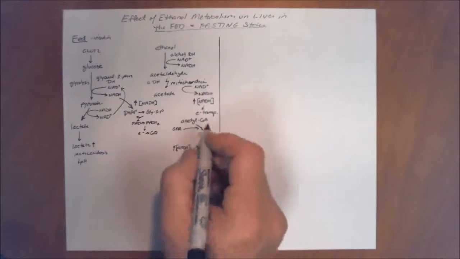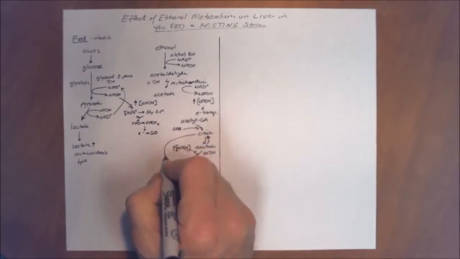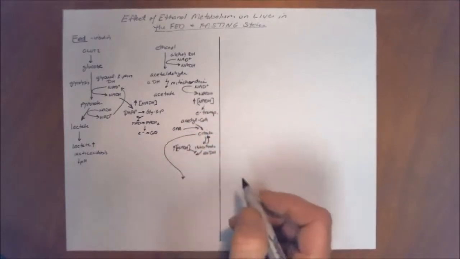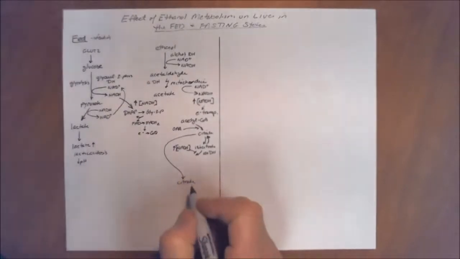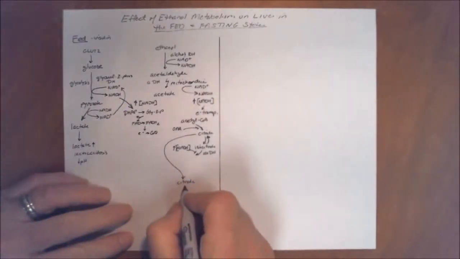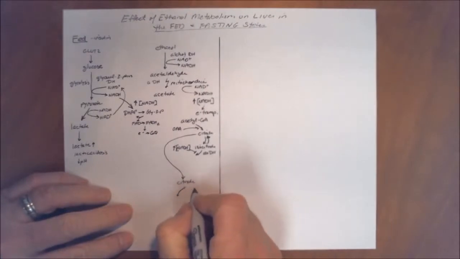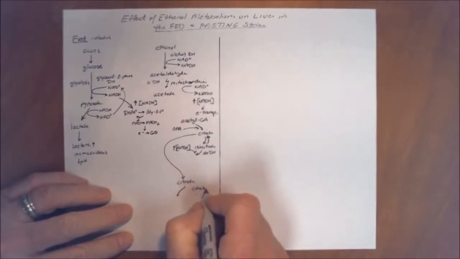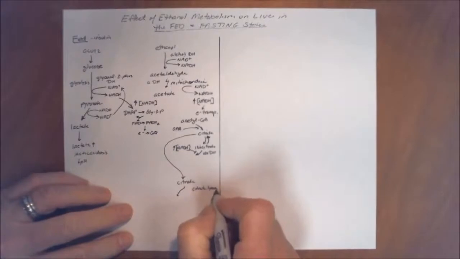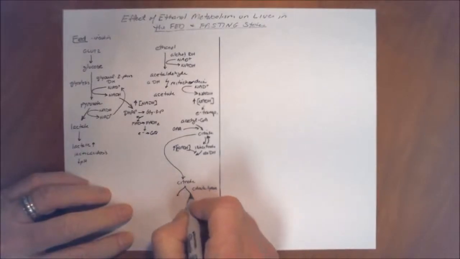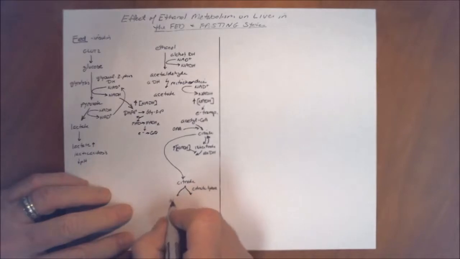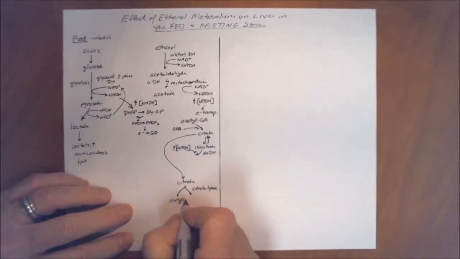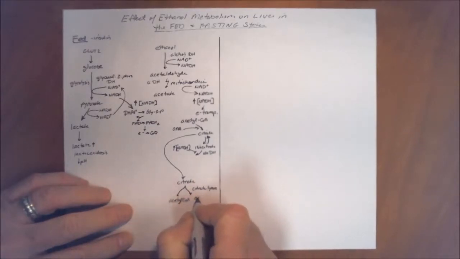Now under these conditions, the citrate will be placed out into the cytoplasm, where the citrate will now, by citrate lyase, be returned to its original state in the mitochondria as acetyl-CoA and oxaloacetate.